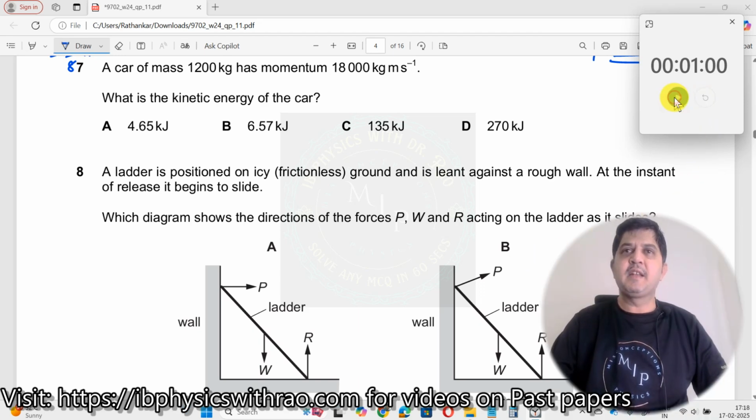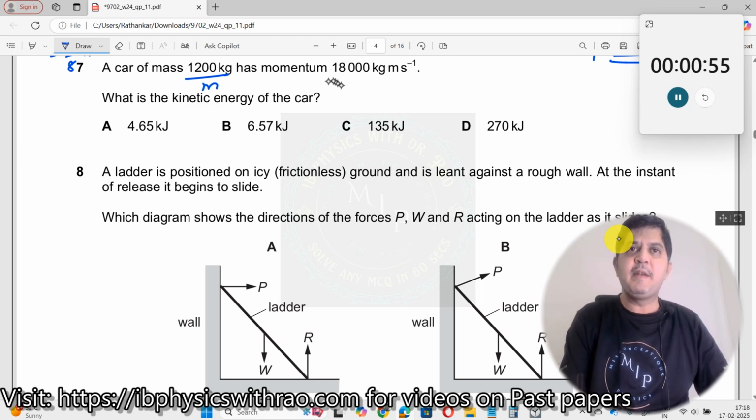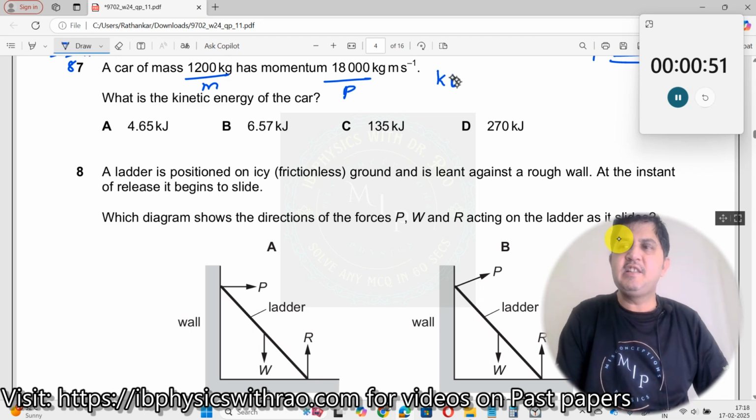Question number 7. A car of mass 1200 kg, mass is given and momentum P is given. What is the kinetic energy? Very easy formula. So kinetic energy is given by the formula half mv square. But unfortunately v is not known.